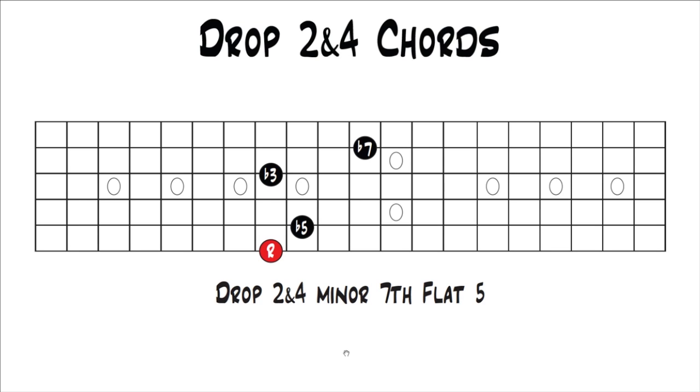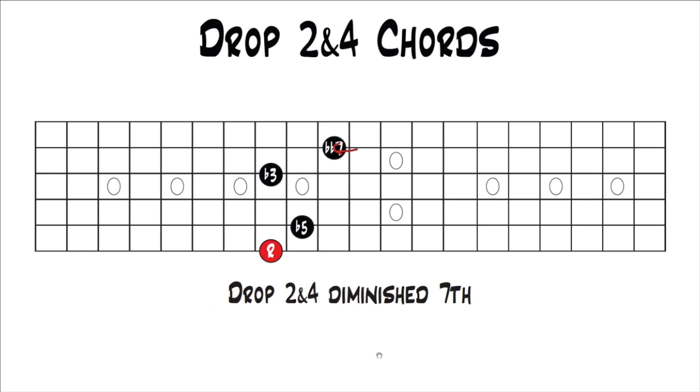And then to get to a diminished 7th, you know you're going to move your flat 7 down half a step to a double flat 7 or diminished 7th. And that's a drop 2 and 4 diminished 7th with a 6-string root.